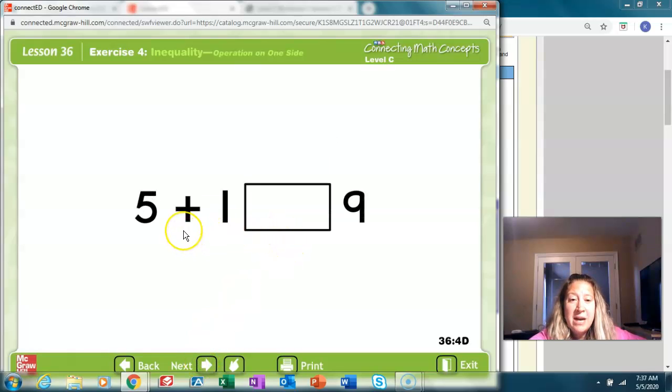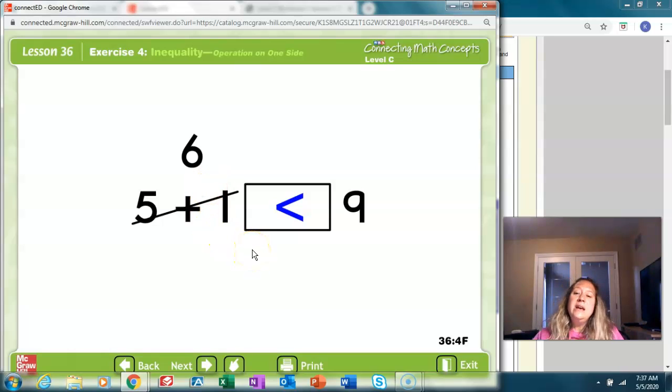Once again, we have an operation that we need to solve here on one of the sides first. What is the problem that you're going to solve? 5 plus 1. So we cross that off and replace it with, what is 5 plus 1? 6. So the two numbers we're comparing are 6 and 9. Which is the bigger number? 9. So it says 6 is less than 9. 9 is greater than 6.